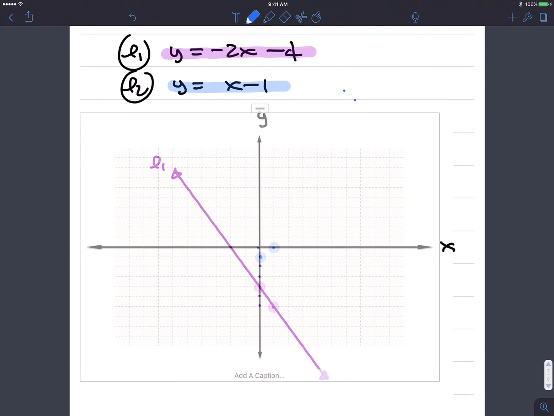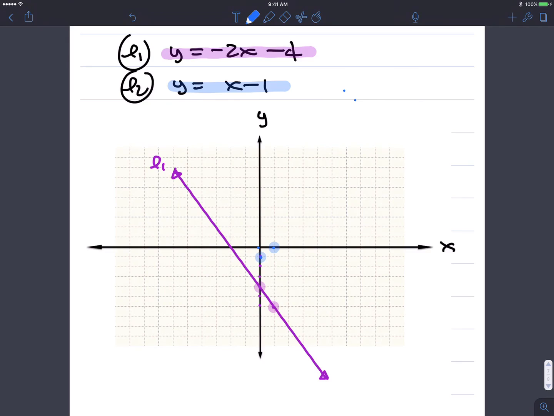Okay, iPad, let's cooperate. Here we go. Let's draw lines. As you can see, you look to have a point of intersection right there. This is where my point is. It's to the left 1, down 2 units. (-1, -2) is my point of intersection.